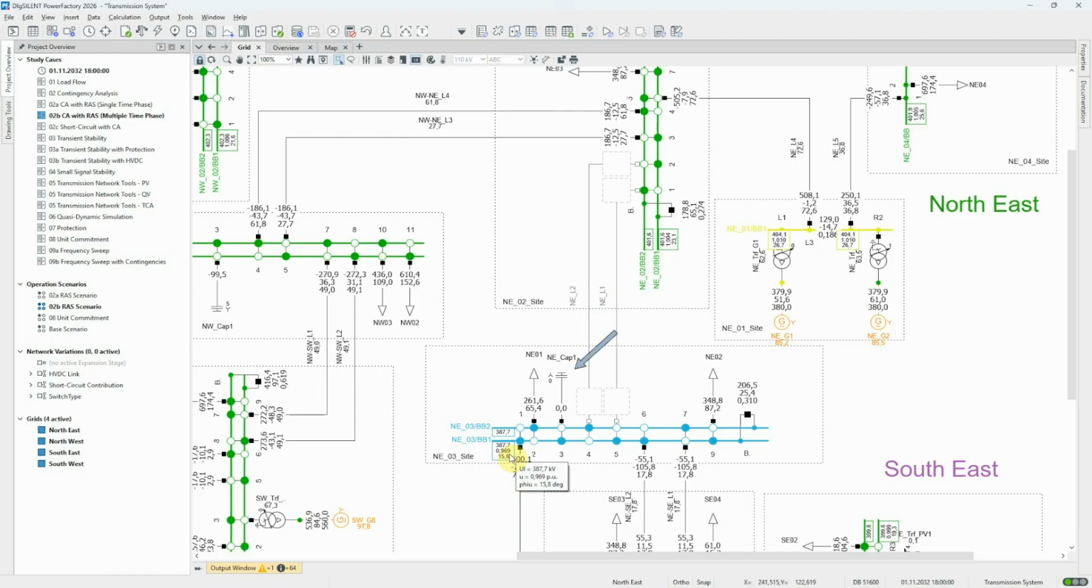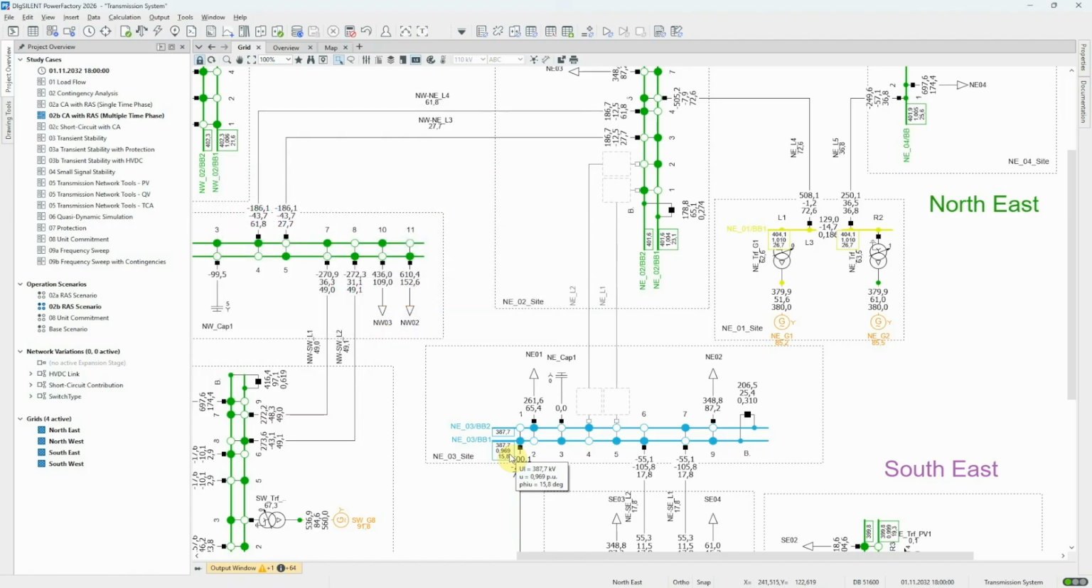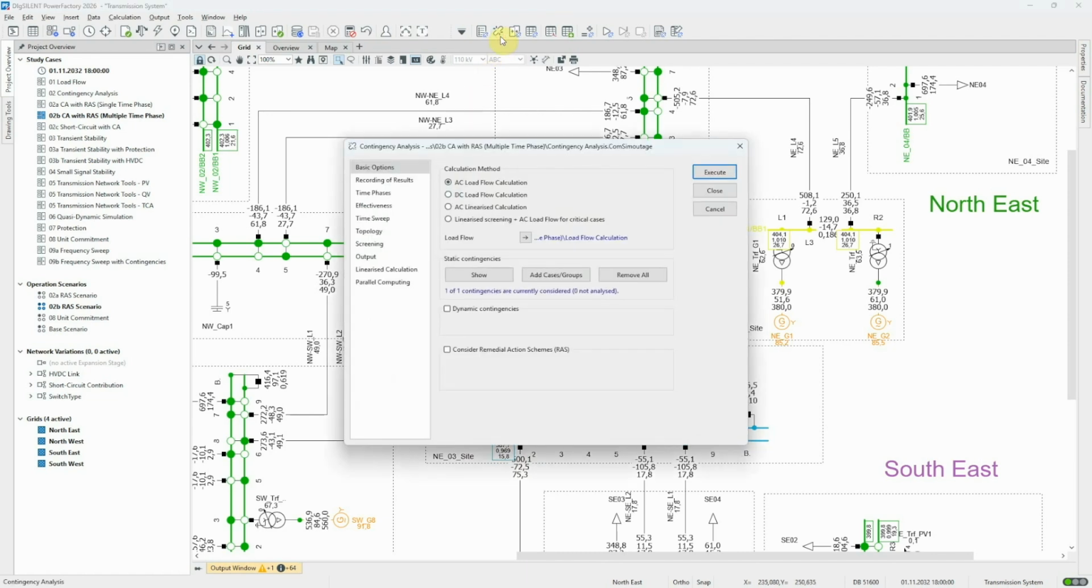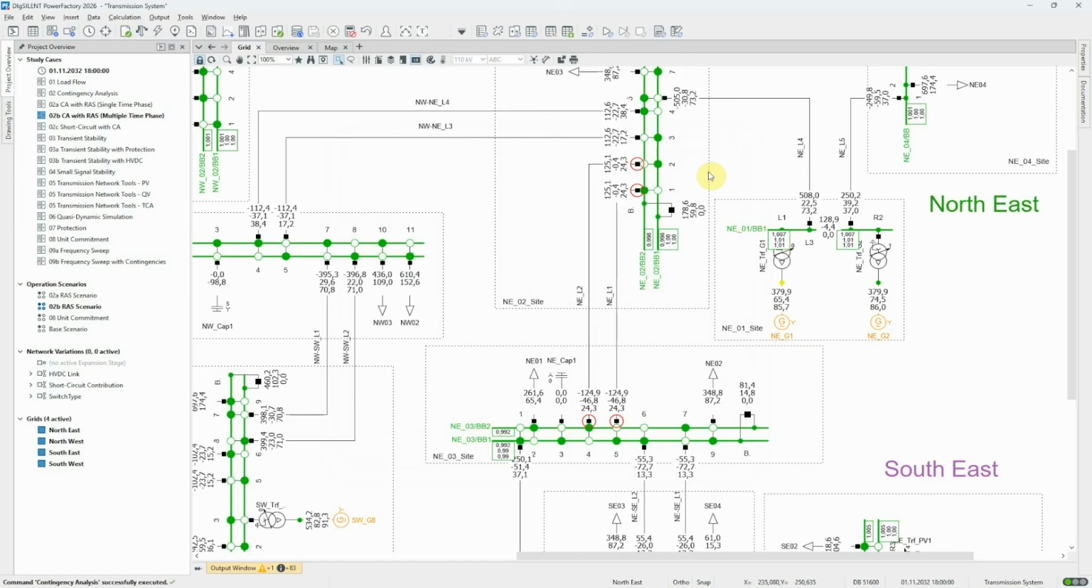Here we have a capacitor which could be tapped up to provide voltage support. In this study case, automatic tapping of shunts has been deselected. The intention is to model the tapping at specific time intervals. The effect of this can be seen using multiple time phase contingency analysis, where specific time phases can be defined, as seen here. First, the contingency analysis is executed without considering the RAS.